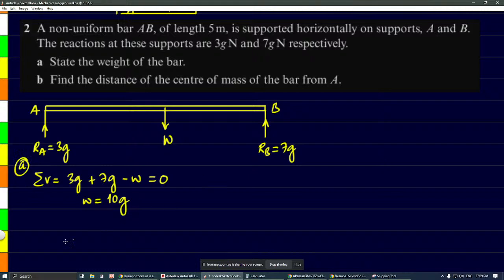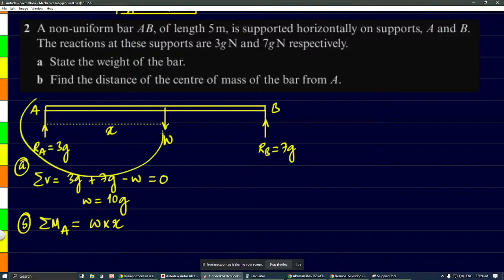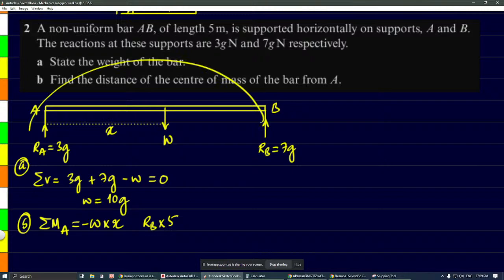A bit is over. B bit: find the distance of the center of mass of the bar from A. So from A, what is the distance he is asking? Let us say this distance is X. Again we have to take moments, sum of moments about A. First force is W times X. This is going in the clockwise direction, so minus. Then RB times the total length, 5 meters. This one is going anti-clockwise, so plus. Total should be 0.